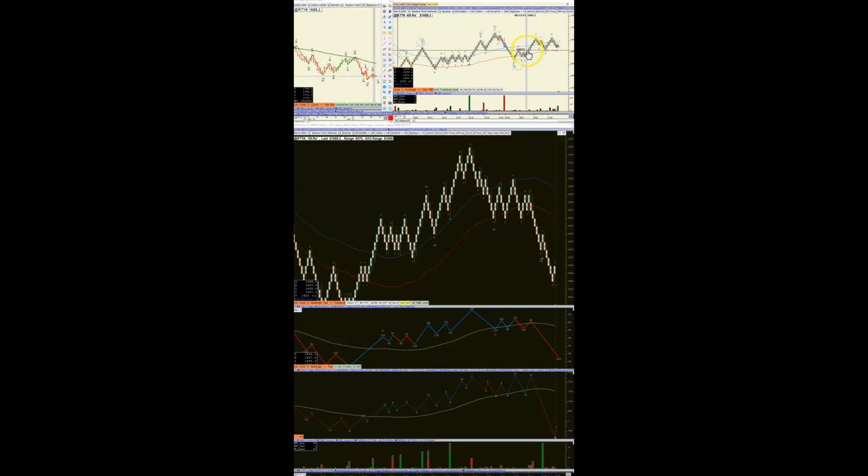So the chances of it going up, I don't know. I mean, unless there's a catalyst, that selling right there is, I think it's going to break down. I think this is a change of behavior.